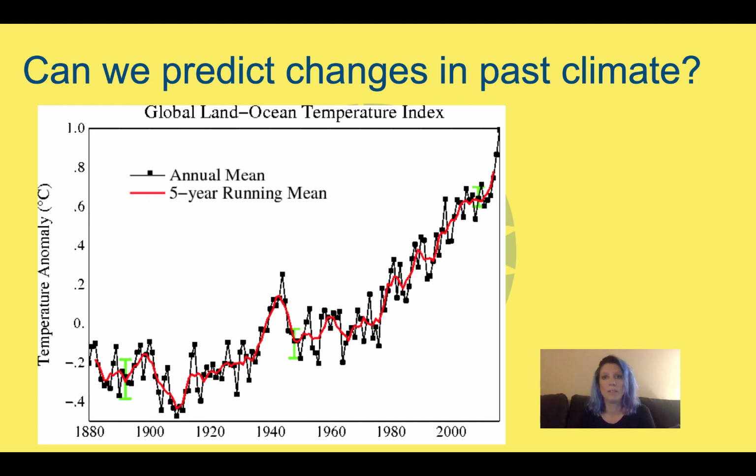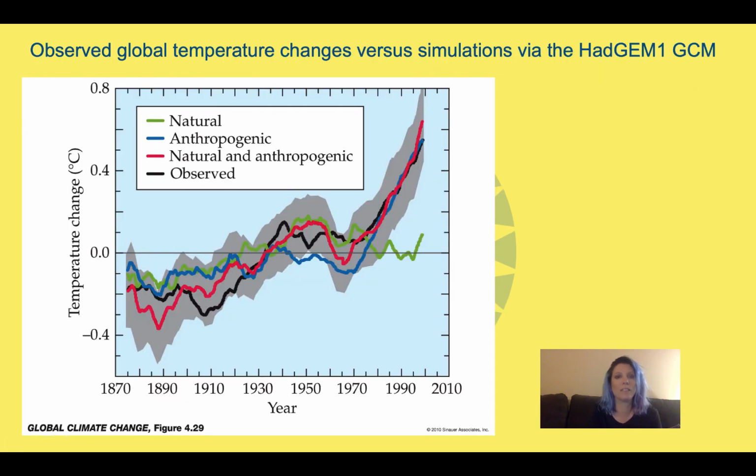Okay, and here's, can we predict changes in past climates? Yes, we can. Here's our temperature anomaly in the global land-ocean temperature index. Here's our annual mean with the 5-year running mean. And it does pretty good here. Same thing with the natural, anthropogenic, and observed. This natural and anthropogenic is pretty spot on, and so is anthropogenic. If you look, the red line pretty well follows, where some of these other ones diverge.